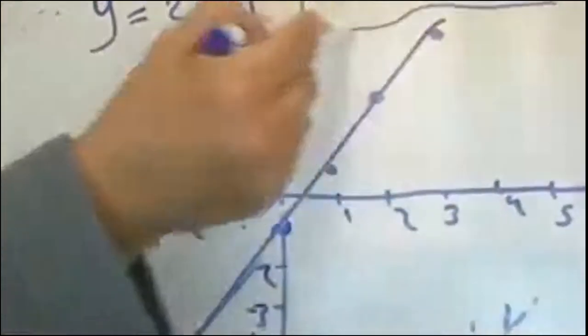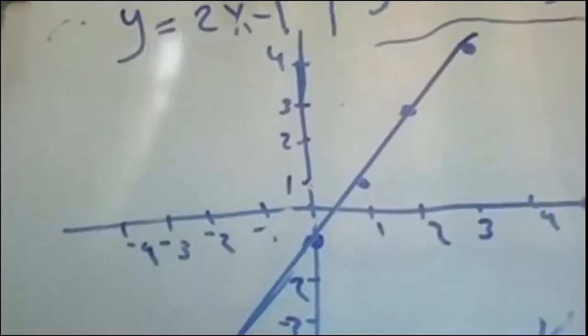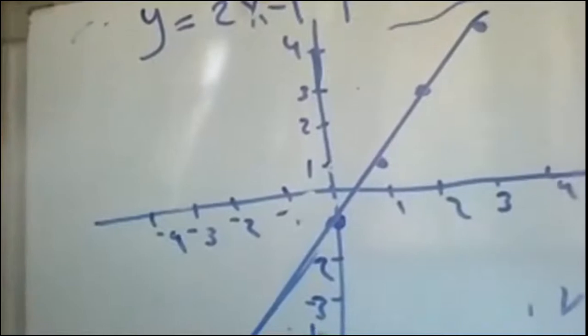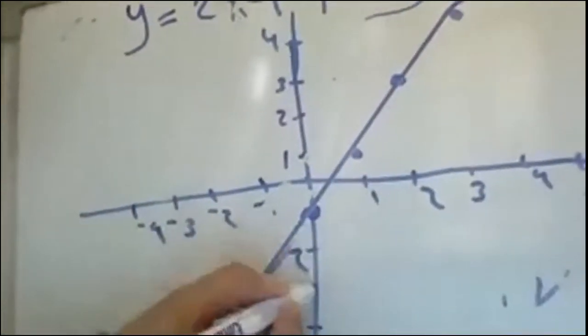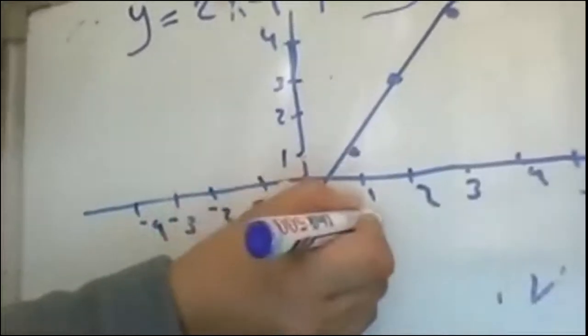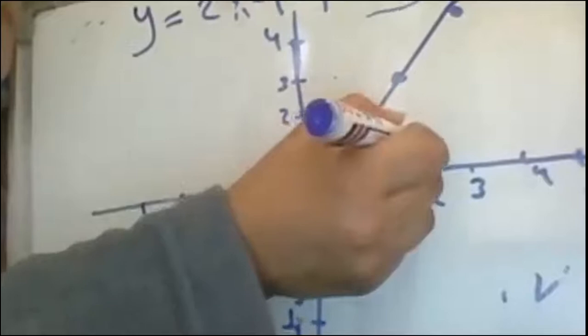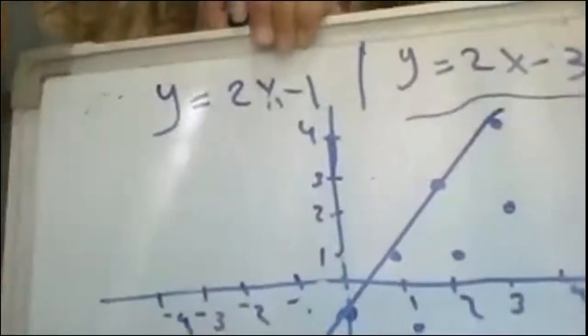After that, we have the second equation. Where's the starting point here? y equals 2x minus 3. So the starting point is -3. I will stand on -3 and then 0, 1, 2, and then 1 to the right. Again, 0, 1, 2, and 1 to the right. Then I will connect the points together.